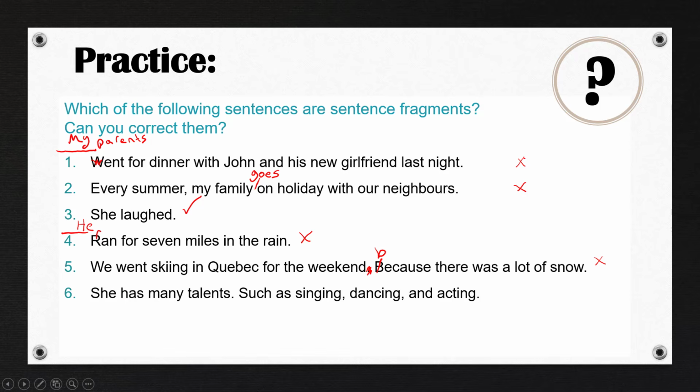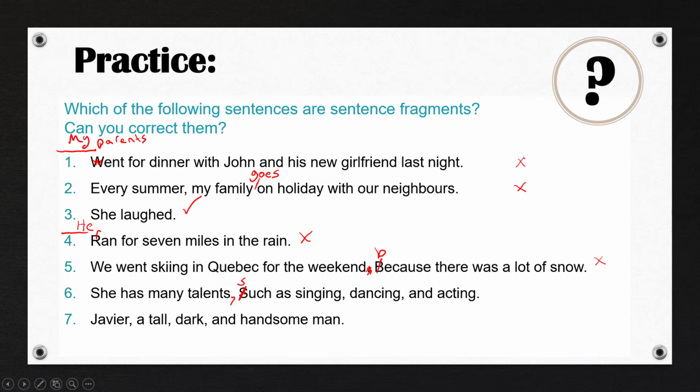Number 6, she has many talents, such as singing, dancing, and acting. Again, such as singing, dancing, and acting, this is a dependent clause. We need to add this to the independent clause. She has many talents. So we'll change the period to a comma and change the S to a lowercase s. She has many talents such as singing, dancing, and acting. Now this is a complete sentence.